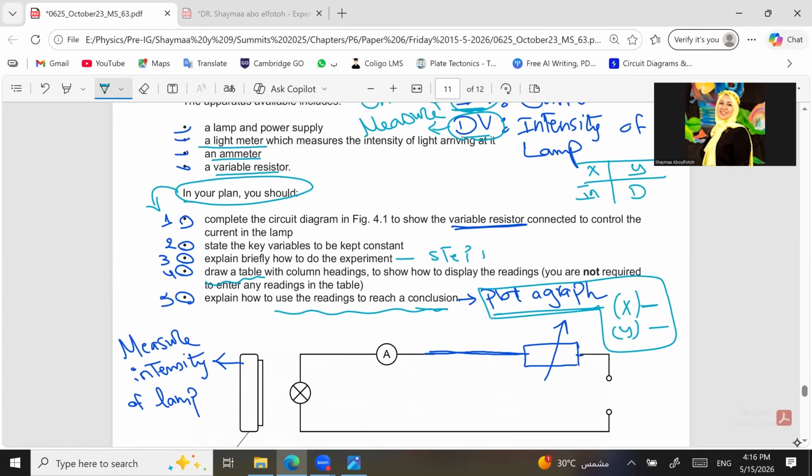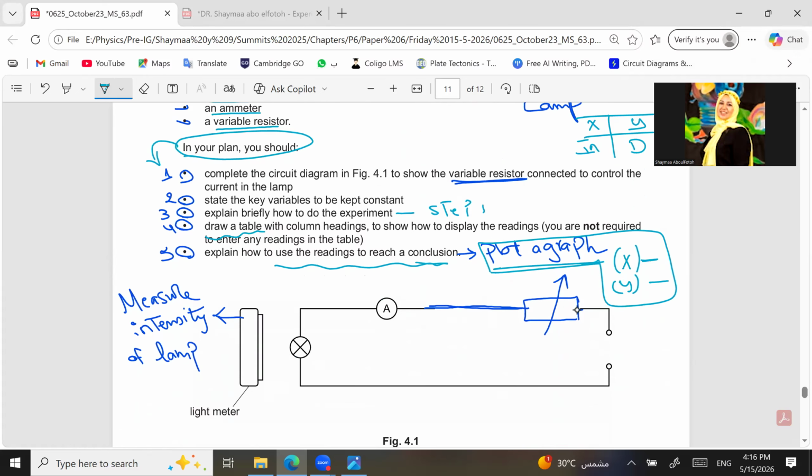Now I put a variable resistor and complete the electric circuit to achieve the first statement. You have to focus on the variable resistor diagram. The variable resistor will be a rectangle, and inside we have an arrow. Measure the intensity of the lamp. This is the light meter to measure the intensity of the lamp, and then the circuit is completed.